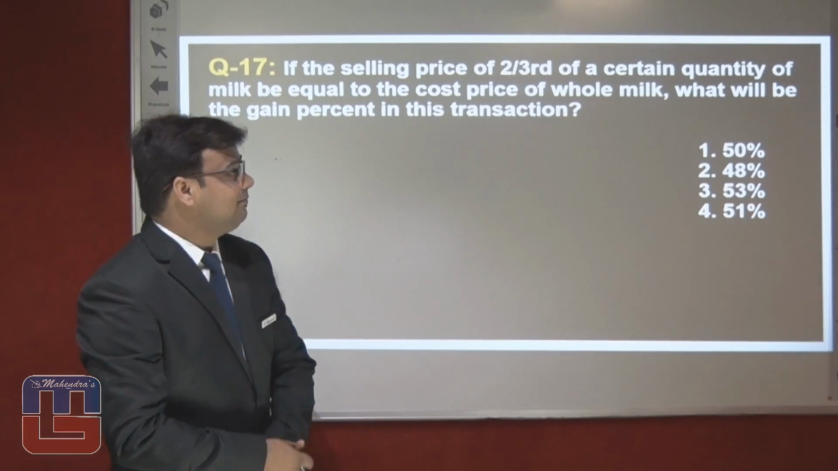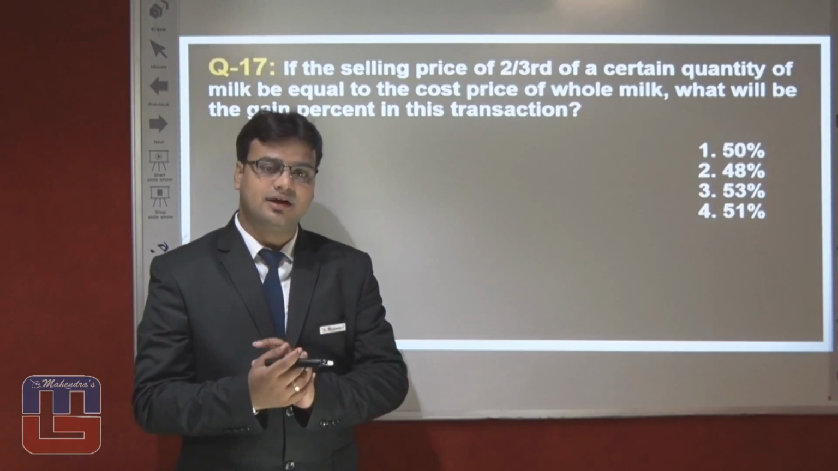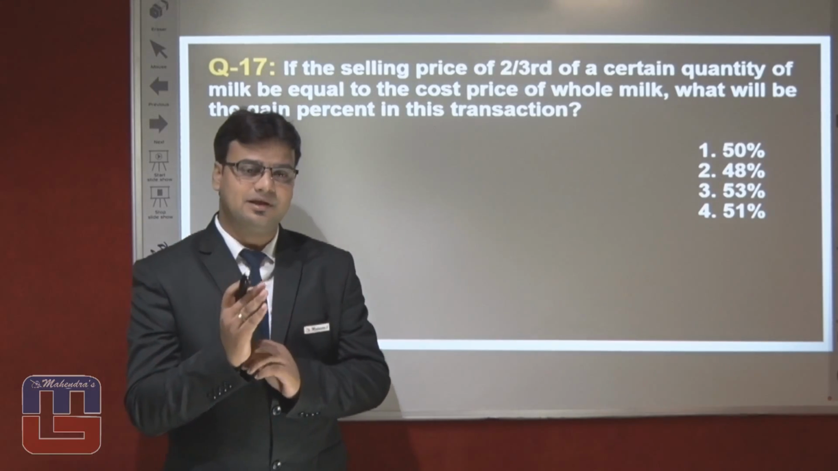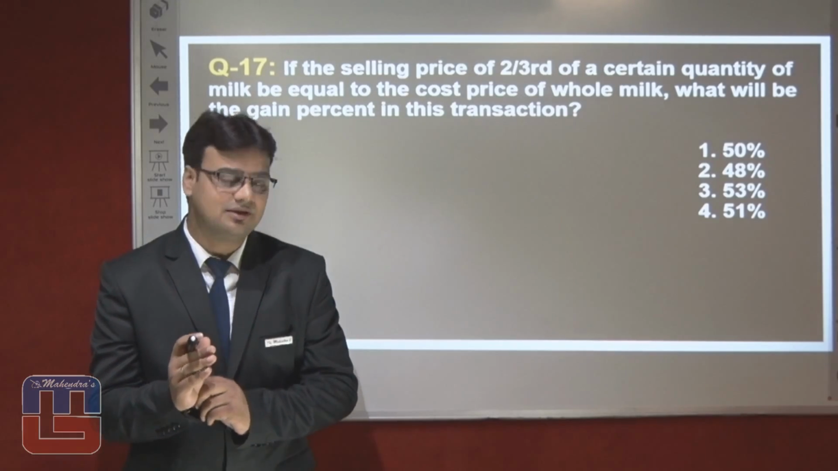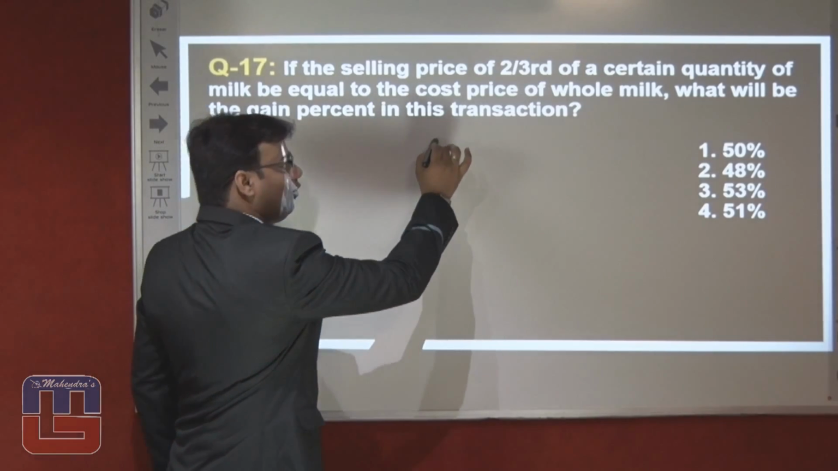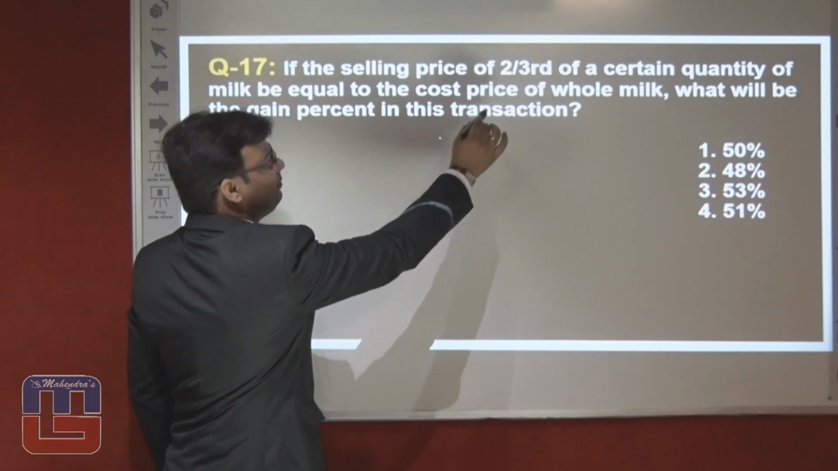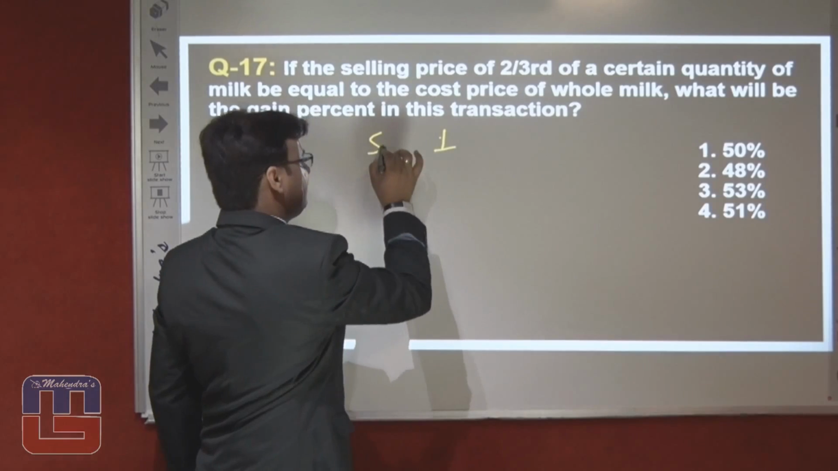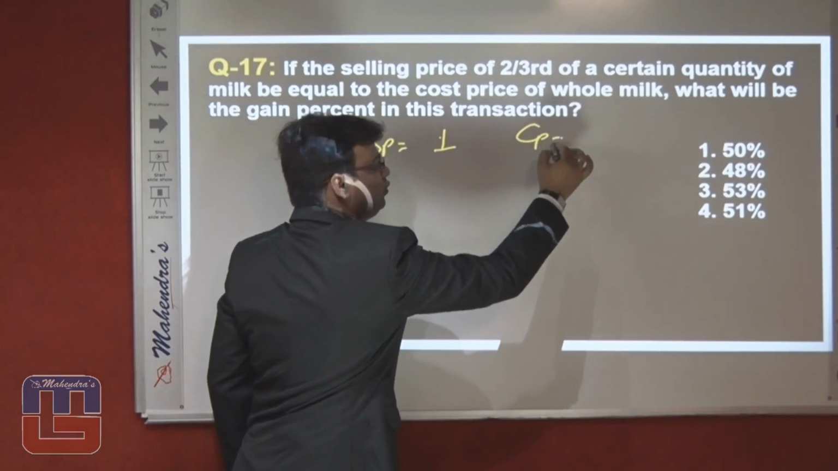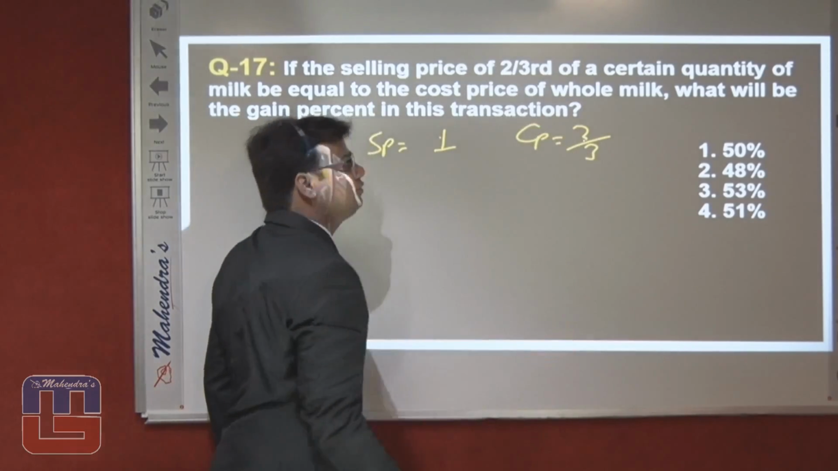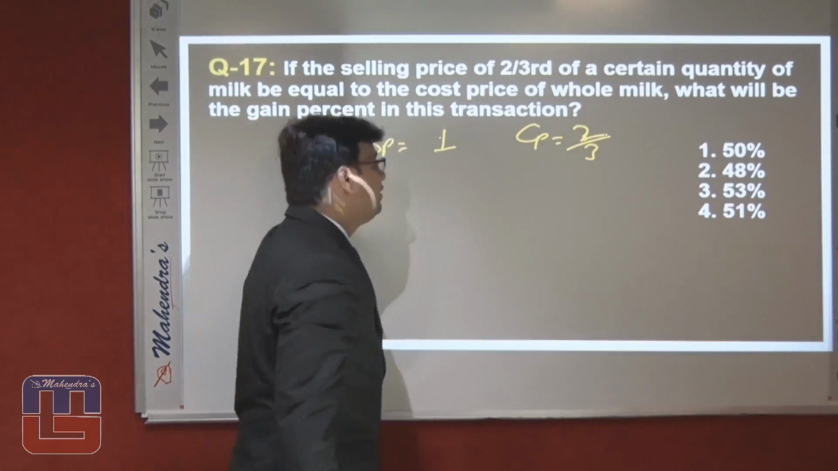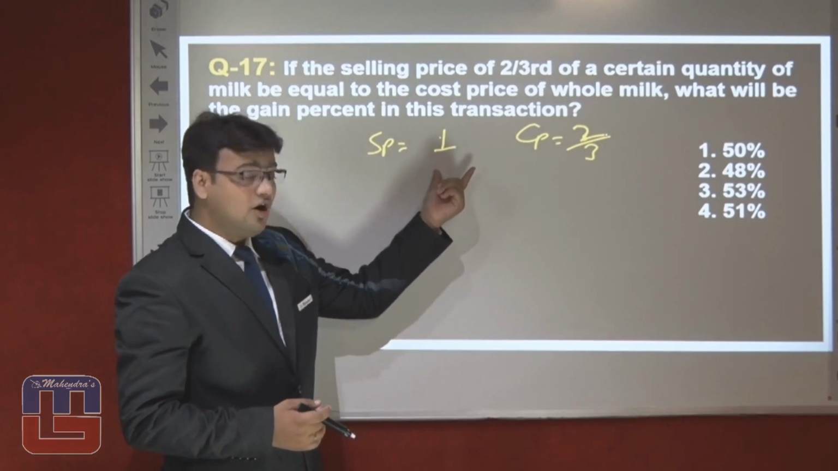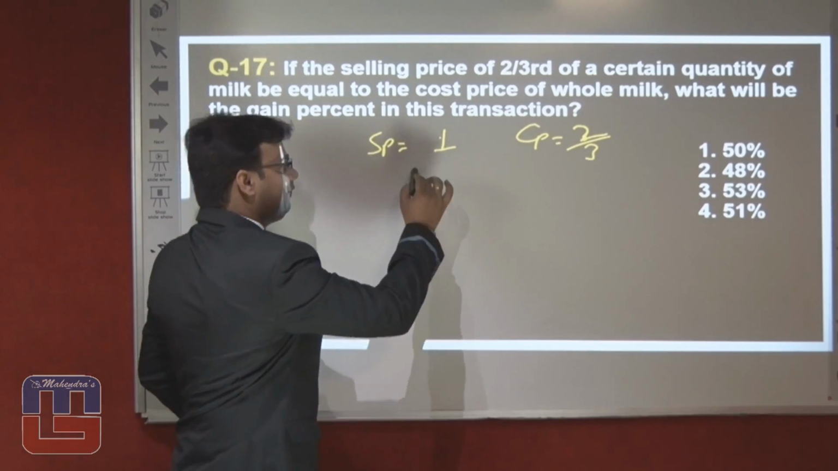Here, if the selling price of two-thirds of a certain quantity of milk is equal to the cost price of the whole milk, that means we assume the selling price of the whole milk is 1. Then the cost price is 2/3 of it, that means cost price is 2 by 3. Selling price is 1 and cost price is 2 by 3. Then it's clear how much the profit is.